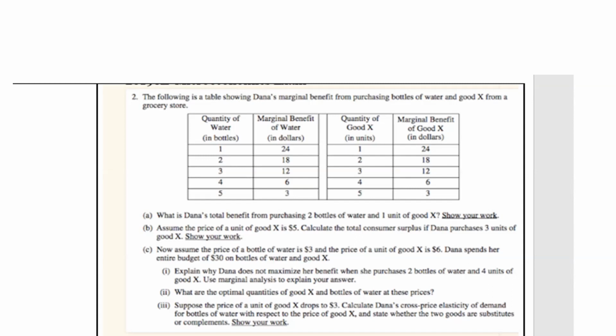Okay. Now I'm going to the other side. And what were bottles? $6. So that gives me 4. That gives me 3, 2, 1, and 0.5. All right, now explain why Dana does not maximize the benefit when she purchases 2 bottles of water. So this would be 2 bottles of water and 4 units of good X. All right, the reason is to maximize the benefit, the marginal utility over price has to equal each other. So you could just write it does not maximize because the marginal benefit of water over the price is 6 compared to 1. Any questions there?